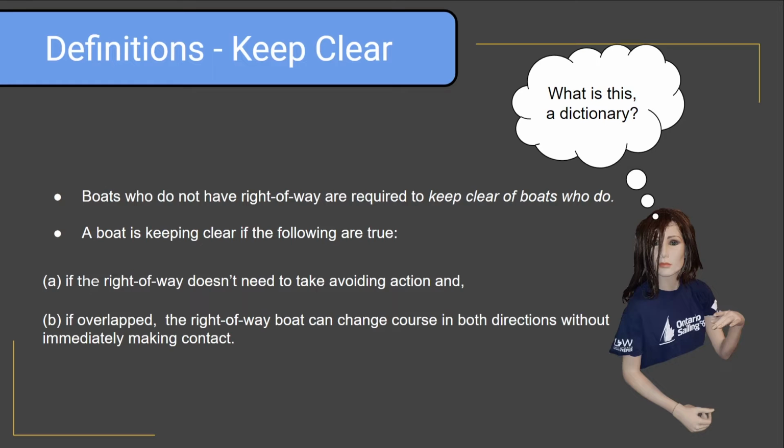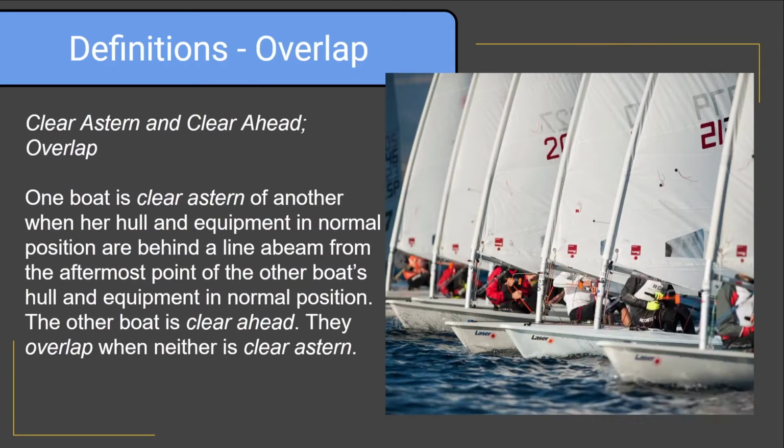Boats who do not have right-of-way are required to keep clear of boats who do. A boat is keeping clear if the following are true. A, if the right-of-way boat doesn't need to take avoiding action, and B, if overlapped, the right-of-way boat can change course in both directions without immediately making contact. So try to keep that in your mind for later.